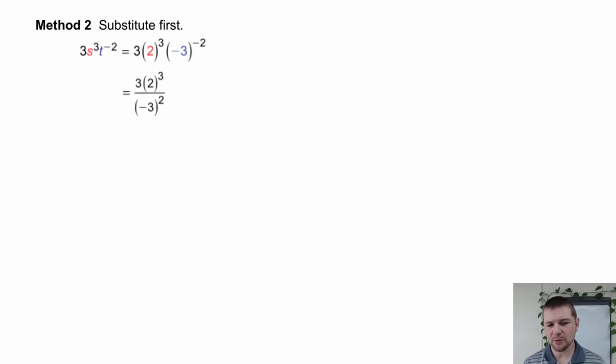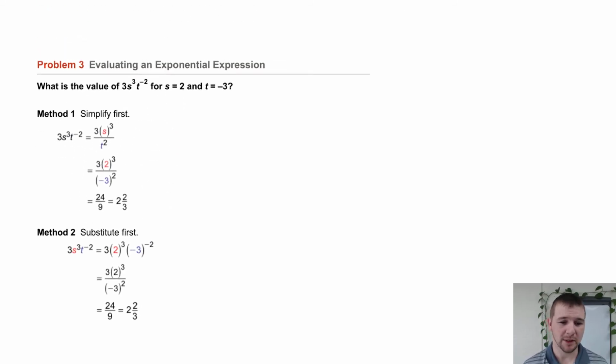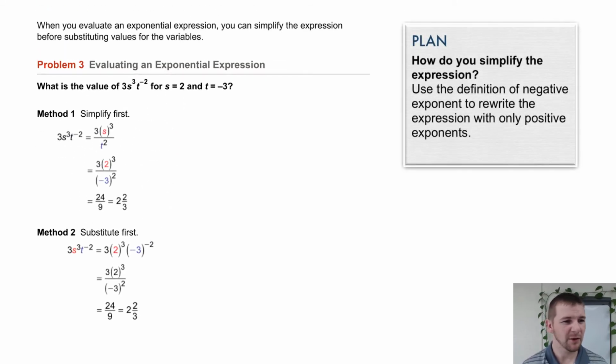Now in method 2, we would substitute first, substituting 2 for s, negative 3 for t, and finding 3 times 2 cubed over negative 3 squared, and we could still evaluate. We'd still find 24/9, which can be rewritten as 2 2/3, so both ways work. It's just method 1 is probably considered simplest and leads to easier arithmetic.